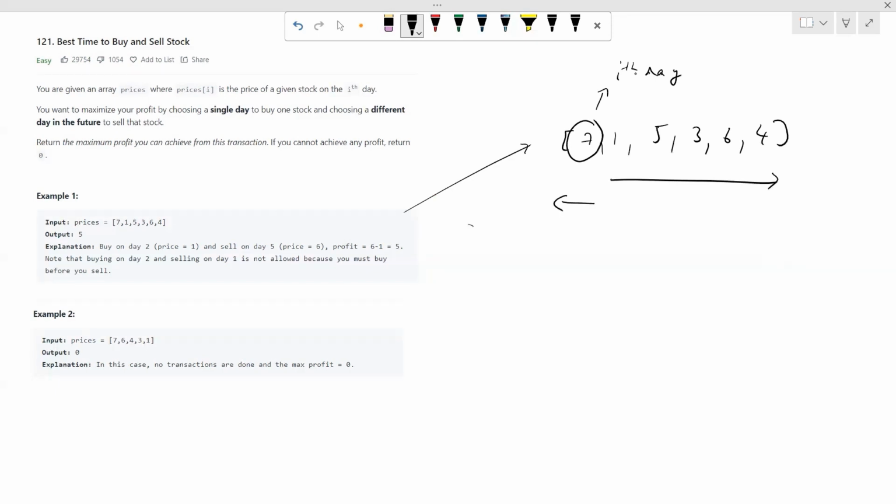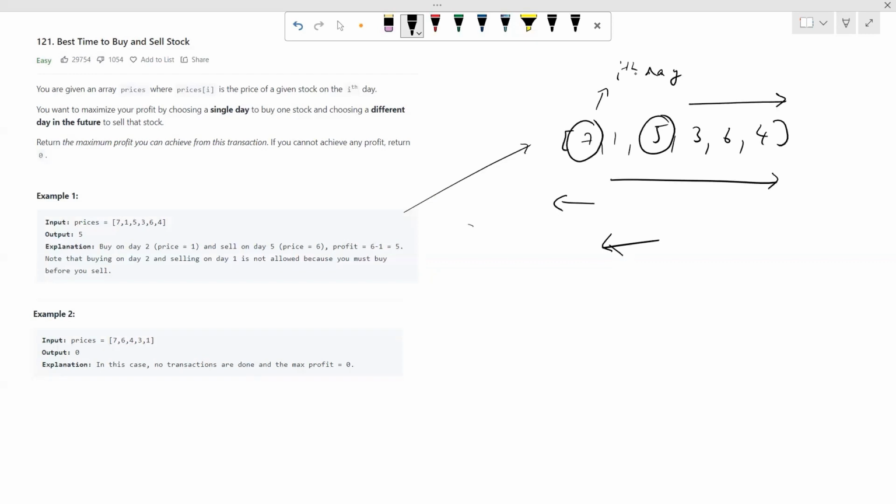Let's say if you buy a stock on the ith day, you can sell it on the consecutive days, not on the previous days. If you buy the stock on this date, then you can sell that stock only on the consecutive days, only on the next days which follow 5, not in the backward direction. This is what the problem statement says, right?